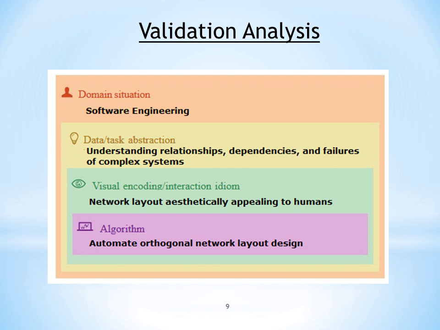Domain. The top level is domain situation. You could apply computer engineering to the domain application based on the topic of this paper. The second level is data/task abstraction. The data abstracted from this domain could be used to help understand relationships, dependencies, and failures of complex systems. The third level is visual encoding/interaction idiom. The visual encoding used for this visualization must be aesthetically appealing to humans in the form of a network layout. The last layer, algorithm, must support the automation of orthogonal network layouts.